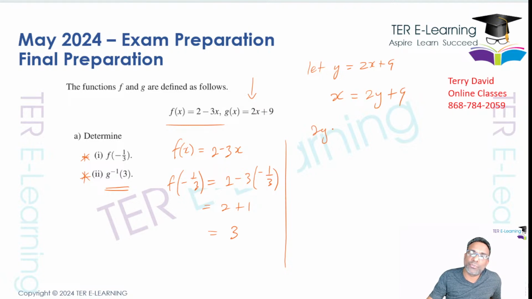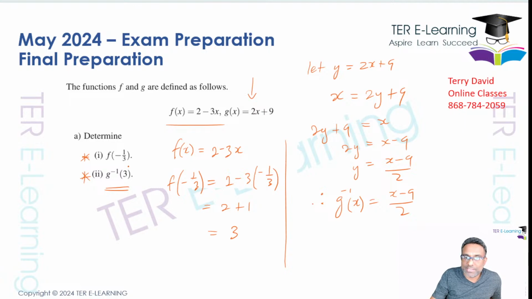So therefore, 2y plus 9 is equal to x. So we're making y the subject of the formula. So 2y is equal to x minus 9. And therefore, y is equal to x minus 9 all over 2. So what I just worked out here was the inverse of that function. So g inverse is equal to x minus 9 all over 2.